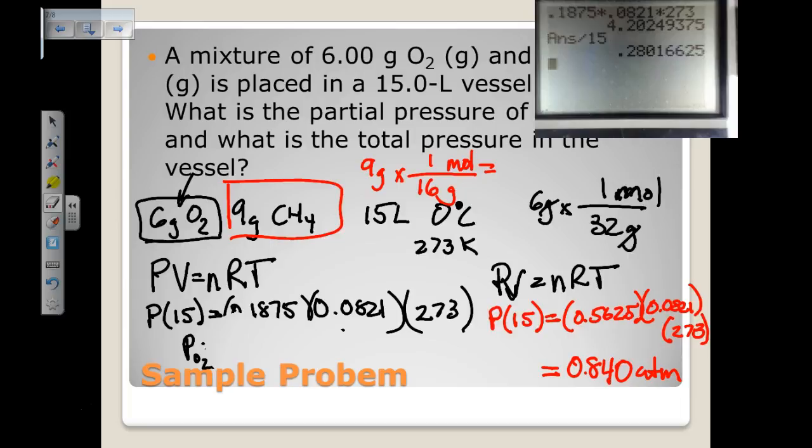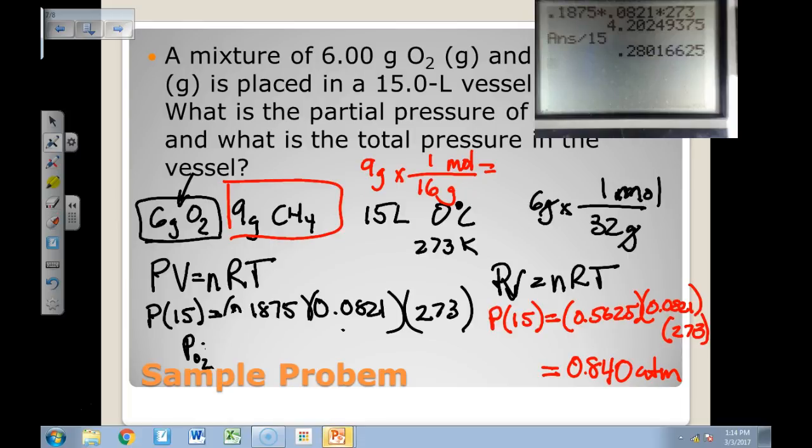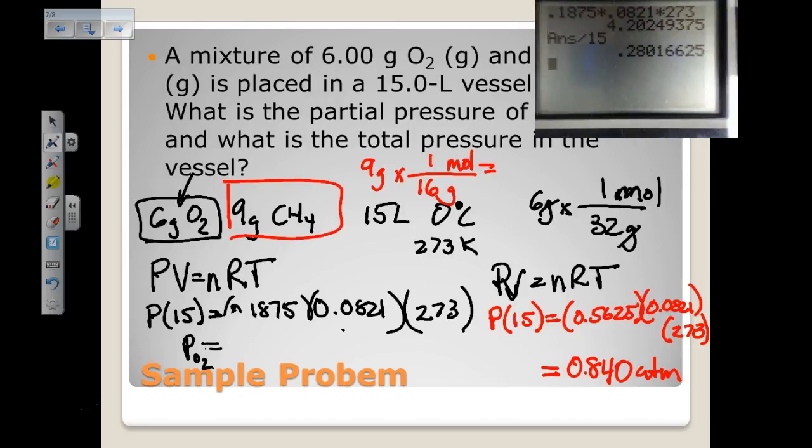I'm sure that there were some of you that were going out of your mind trying to figure out why you weren't getting the right answer. And so then that's 0.28 ATM. And so this is of O2. This one here is the pressure of CH4. Great. So that's the partial pressures.